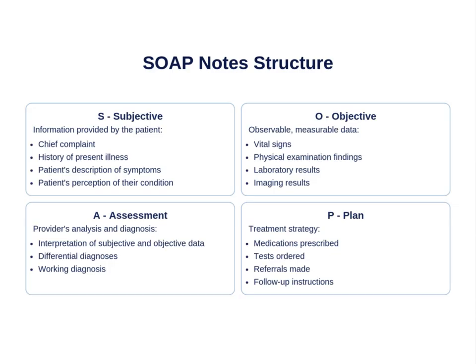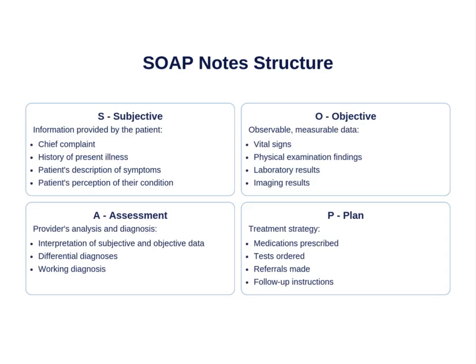Their demographic information is considered subjective. So the phone number they give us, the address they give us, those are all things that they tell us. Their description of their symptoms, like their pain level. If they say that their pain level is a 10 out of 10, we would document that, even if they don't seem like they're in pain, because we can't actually feel that pain.